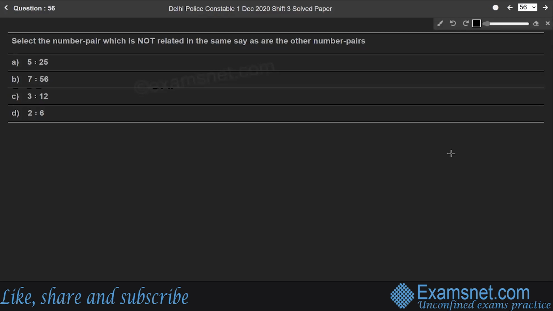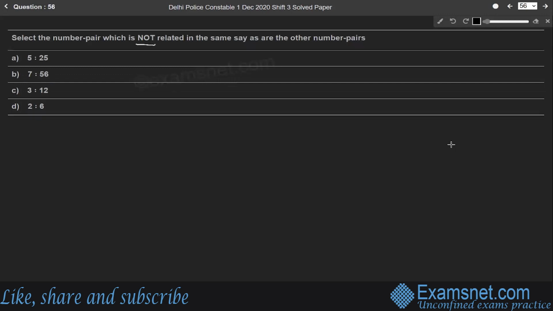Question 56. Select the number pair which is not related in the same way as are the other number pairs. So here, look at option B, 7 and 56. They are related as, the next consecutive number to 7 is 8. When 7 and 8 are multiplied, we'll get 56, right?